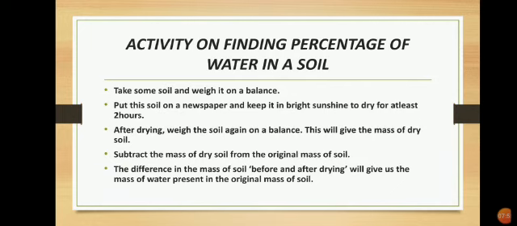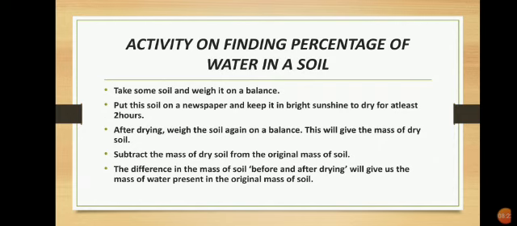So what is the total weight of the water? You just subtract the dry mass of the soil from the original mass of the soil. That means the mass of the soil before putting it under sunlight minus the mass of the soil after putting it in the sunlight. I am just giving you an approximate example: 200 minus 170 gives 30. So 30 grams is the mass of water present in the soil.